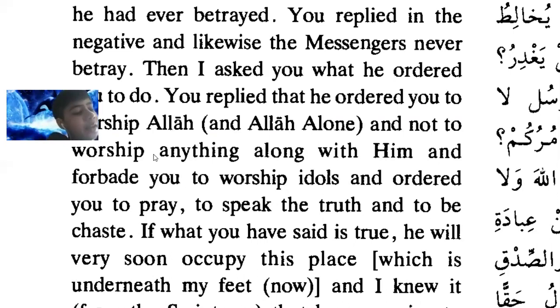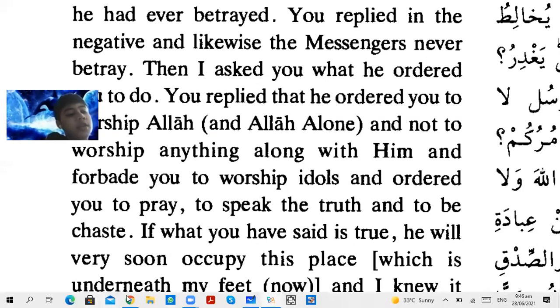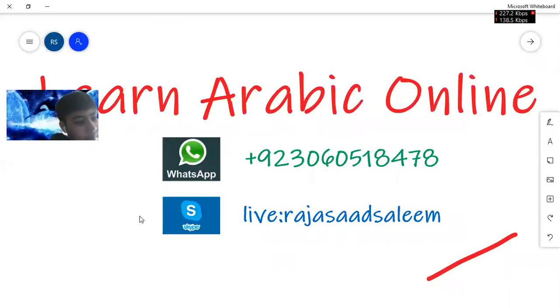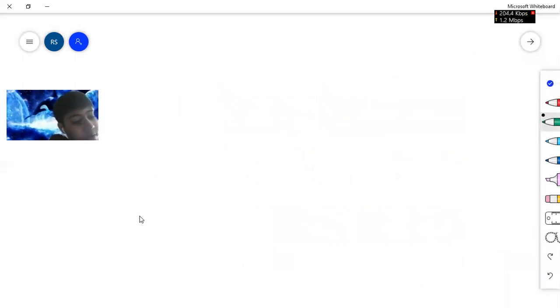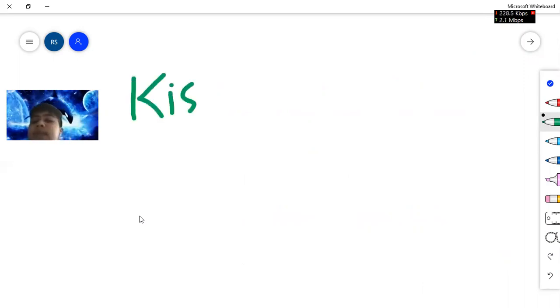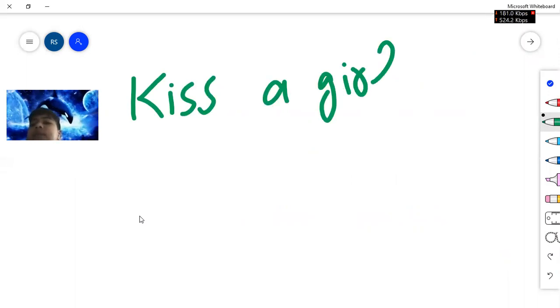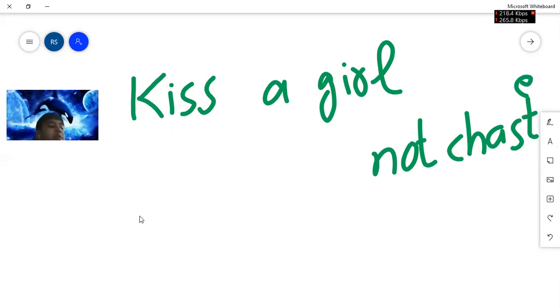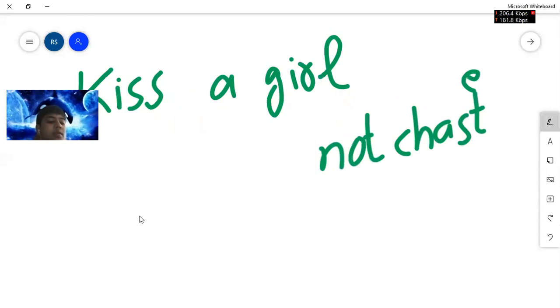So, chaste is, if you have a wife and you kiss other people, it will be a bad sin. Listen, I think we need to change the wording to make it easy for you. Kiss a girl, you are not chaste. This means you are not chaste.